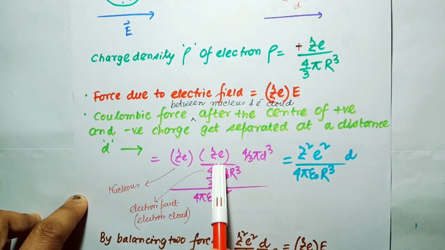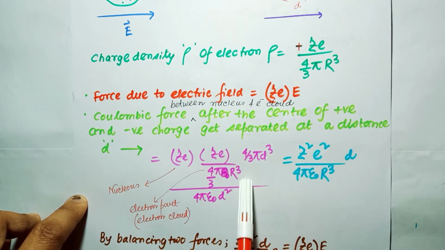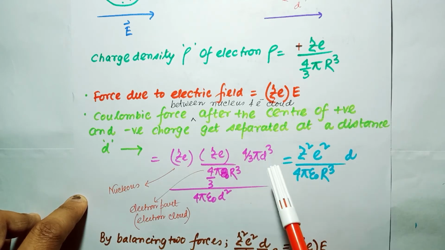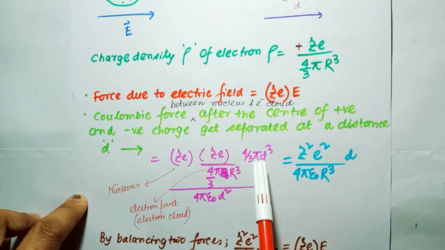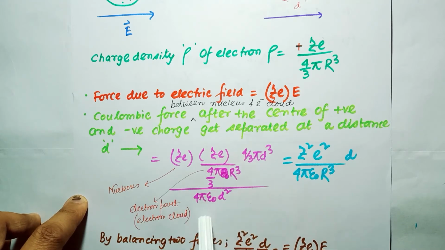So this is the charge density, Ze divided by 4/3 pi R cubed, times, so I need to find how much charge is contained in the sphere of radius d. So Ze divided by 4/3 pi R cubed times 4/3 pi d cubed, times q1 q2 divided by 4 pi epsilon naught r squared. So the r is here d, so 4 pi epsilon naught d squared.